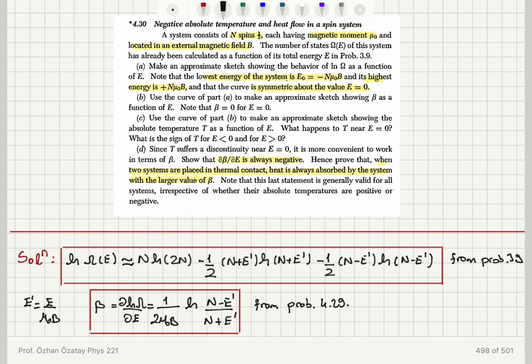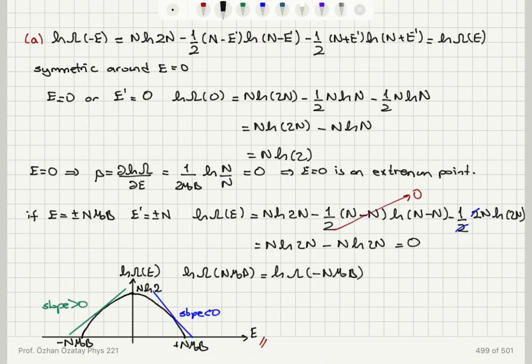Okay, so in summary, we looked at the behavior of the natural logarithm of the number of accessible states as a function of energy. We see that it has a positive slope for negative energies and negative slope for positive energies. The maximum is at E equal to 0. So the entropy of the system is first increasing and then decreasing. So you can see that in this range we have increasing entropy, and here we have decreasing entropy.